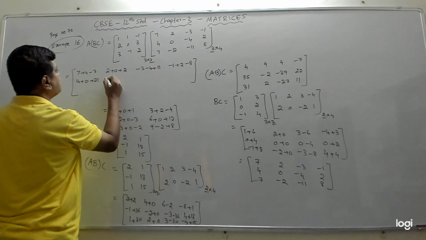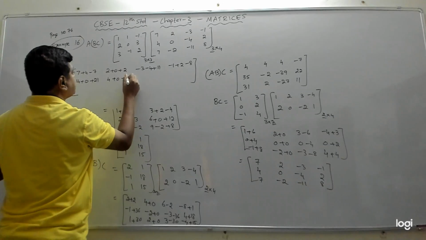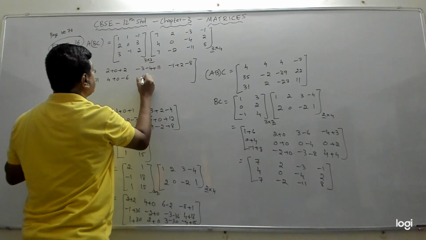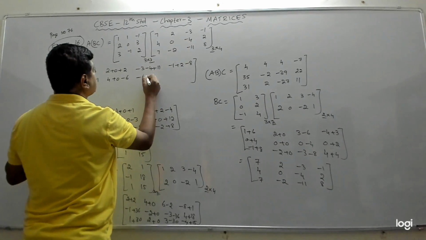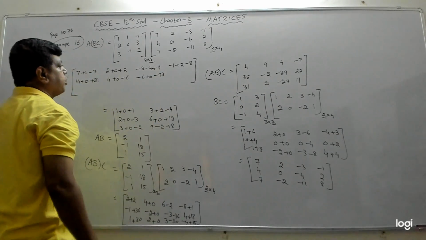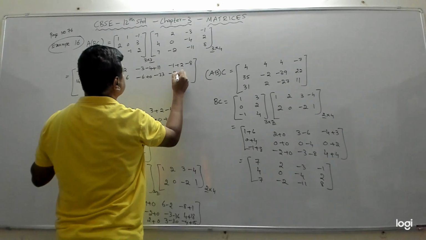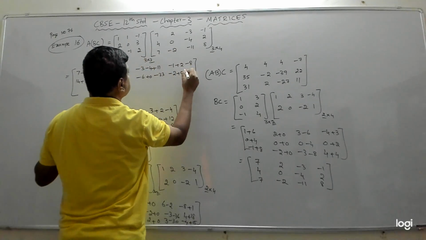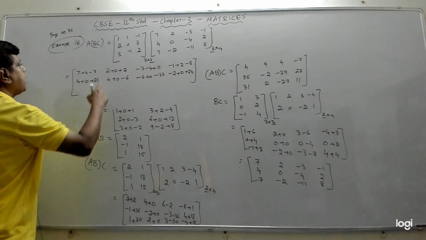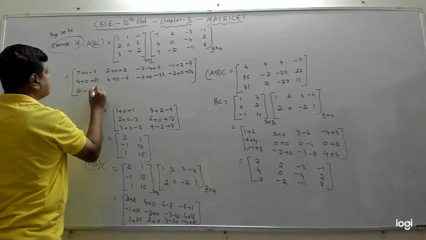Fine. Then 2 times 2 is 4, 2 times 0 is 0, 3 times minus 2 is minus 6. Then 2 times minus 3 is minus 6, 0 times minus 4 is 0, 3 times minus 11 is minus 33. Then 2 times minus 1 is minus 2, plus 0 times 2 is 0, 3 times 8 is 24. Then again 3 times 7 is 21, minus 1 times 4 is 4, plus 14.